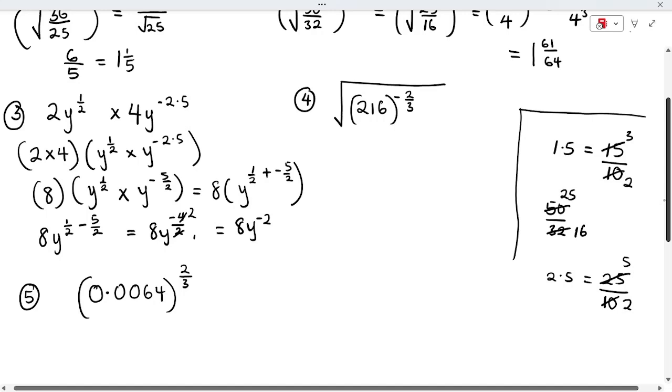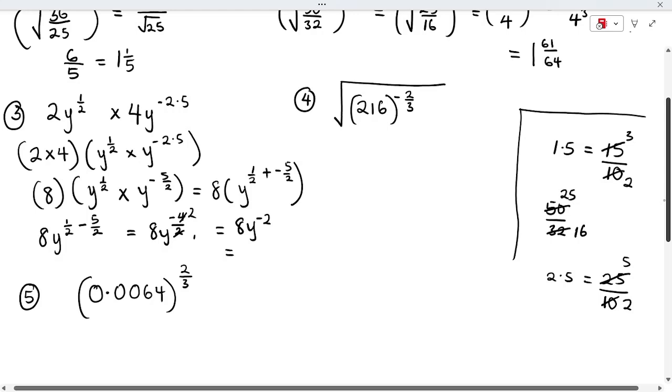Now, this can be our final answer, but it is not. Because remember, in your answers, it is not standard to have negative indexes. Whenever you have a negative index, what do you do? Make it become 1 over. But now you have to observe very carefully. This minus 2 is affecting only y. It does not affect 8.